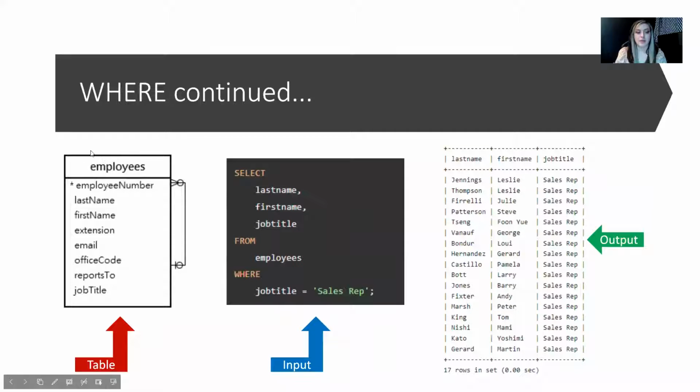So we have the same employees table, and we're going to want to grab the job title. We're going to filter the job title that is all the sales reps from the employees. So we're going to select the last name, first name, job title from the employees table. And then, like I said, we're going to get all the job titles that are sales reps. And the equal sign there is showing that it's going to equal that. And so this is the output we get. All the employees that are pulled are sales reps.